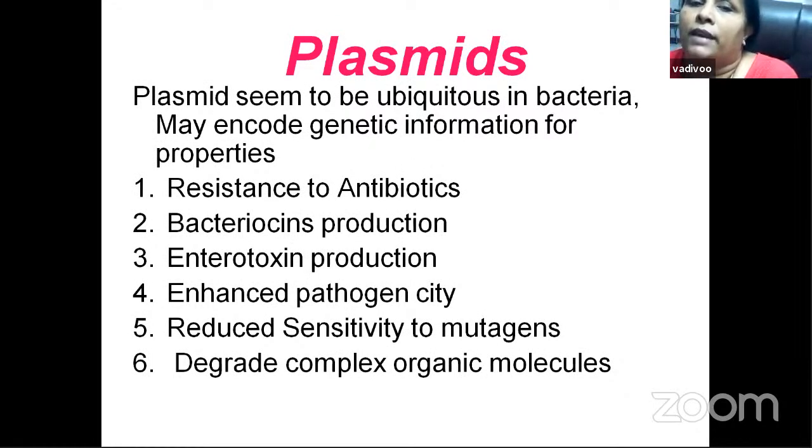Present in bacteria, they encode genetic information for many properties like resistance to antibiotics, bacteriocin production, enterotoxin production, enhanced pathogenicity, and reduced sensitivity to mutagens, and they degrade complex organic molecules. So that much genetic information is carried by plasmids.